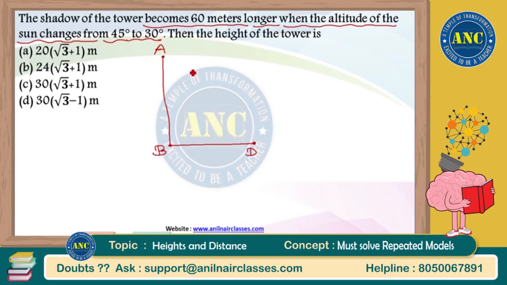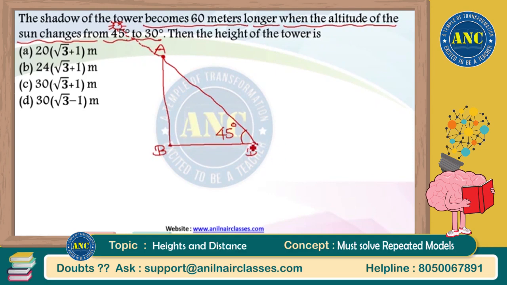That means the altitude of the sun, initially it was 45 degrees. It does not mean that the sun is sitting on the top of the tower. It only means that the sun is somewhere here, and from this point the rays of the sun are passing through the top of the tower. That is the meaning of it. In fact, this was my second question, if I remember right, which I solved in heights and distances. Don't think that the sun is on the top of the tower itself. The rays of the sun are passing through the top of the tower at an angle of elevation or depression of 45 degrees. That is the meaning.